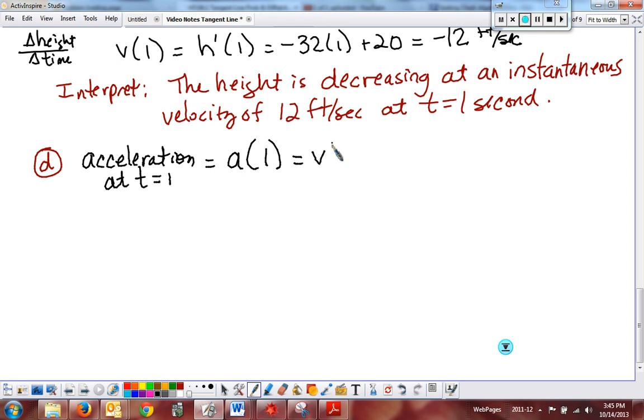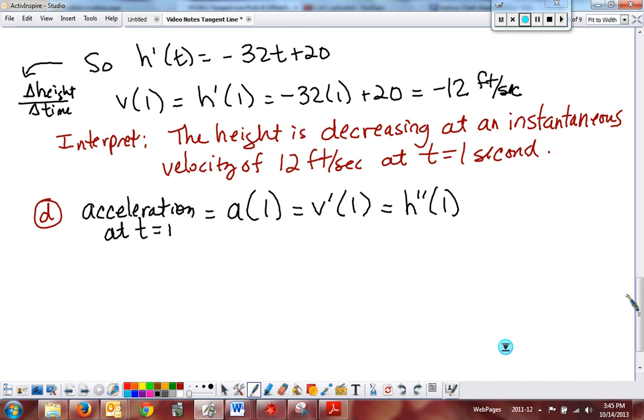Oh, well, that's v prime of 1. That's the derivative of the velocity function, which is the second derivative of the position function, which in this problem is h double prime of 1. Now in this one, I'm going to do the shortcut because I don't need to actually find a formula for this. It's actually going to be fairly straightforward, but I can just go right to the h double prime of 1, which is going to be v prime of 1.